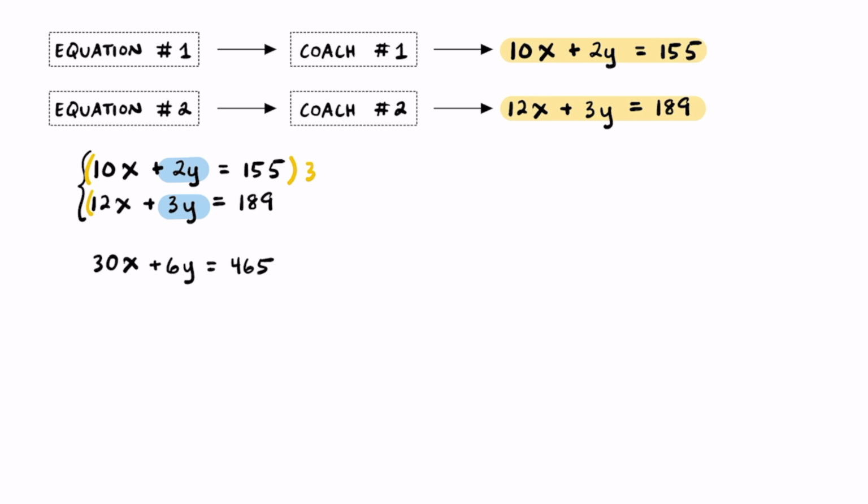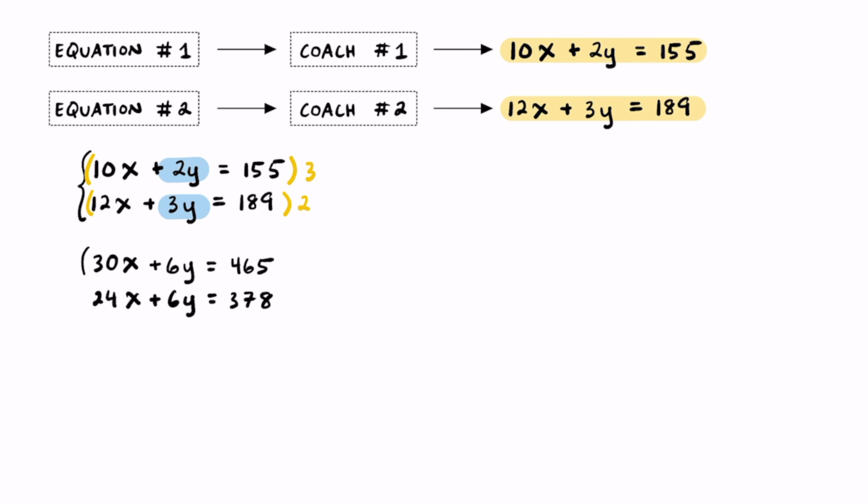For this equation below, how are we going to get 6y? Well, we already have 3y. Let's go ahead and multiply this whole bottom equation by 2. 2 times 12x is going to be 24x. Then 3y times 2 is going to be 6y. And then 189 multiplied by 2 is going to be 378.